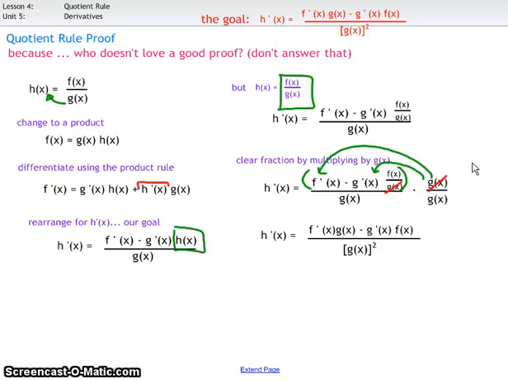because it doesn't cancel because you have to multiply with the other one. But those two cancel out, and then you're left with g prime of x times f of x. In the denominator, you have g of x times g of x, which is g of x squared.